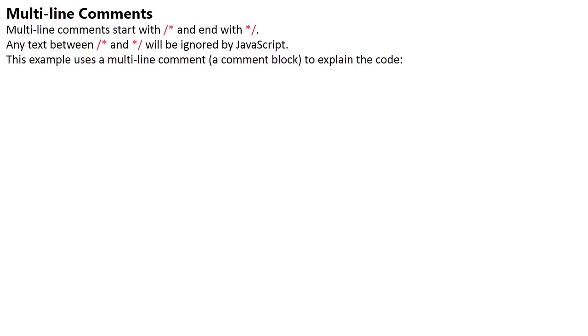The second one is the multi-line comment. A multi-line comment starts with a forward slash then an asterisk, and ends with an asterisk and a forward slash. Any text in between the opening and the closing will be ignored by JavaScript. This example uses a multi-line comment, that is a comment block, to explain the code.